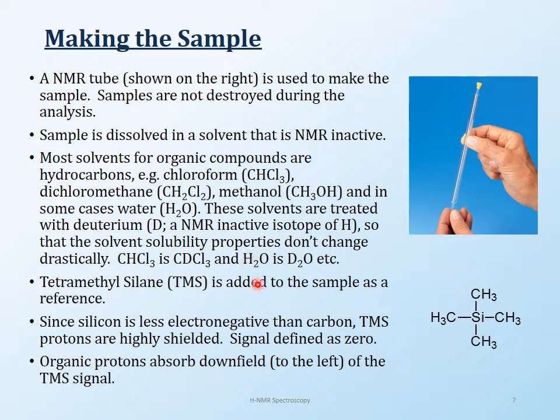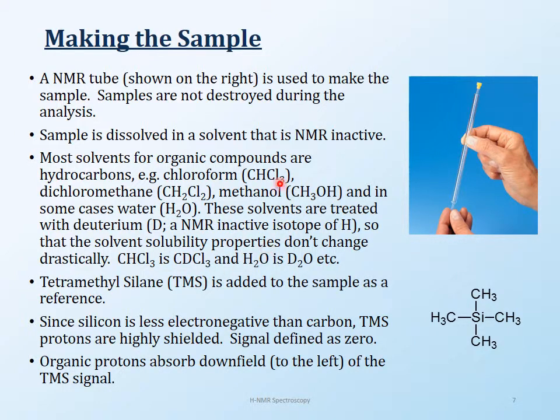Water becomes D2O, which is called heavy water. And you can also use methanol. You have to switch around all these protons. So you have to use deuterated solvents in order to make your sample. But the solubility doesn't change. The properties of the solvent don't change that much, so the solubility is the same. If your sample dissolved in chloroform, it will still dissolve in chloroform. If it dissolved in water, it will still dissolve in water, whether it's deuterated or not.